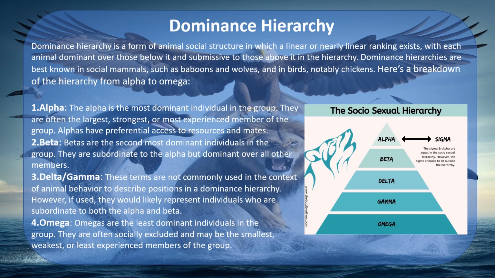So first is alpha. Alpha is the most dominant individual in the group. They are often the largest, strongest, and most experienced member of the group. Alphas have preferential access to resources and mates. Next is beta. Betas are the second most dominant individuals in the group. They are subordinate to the alpha but dominant over all other members. Next is gamma. These terms are not commonly used in the context of animal behavior to describe position in the dominance hierarchy. However, if used, they would likely represent the individuals who are subordinate to both the alpha and beta.